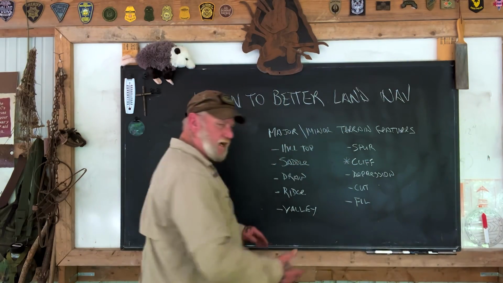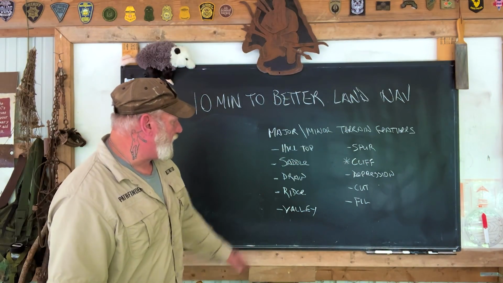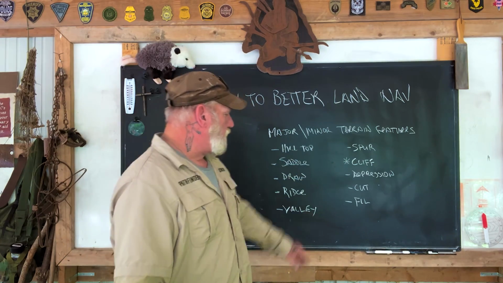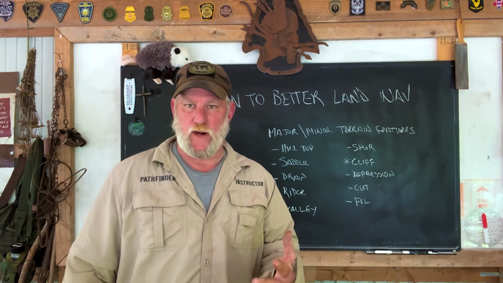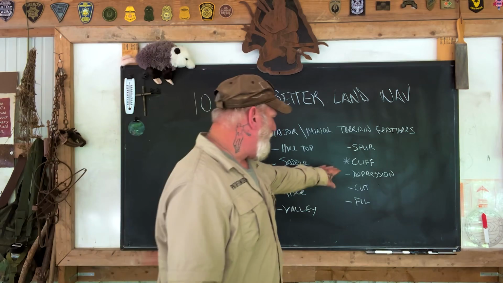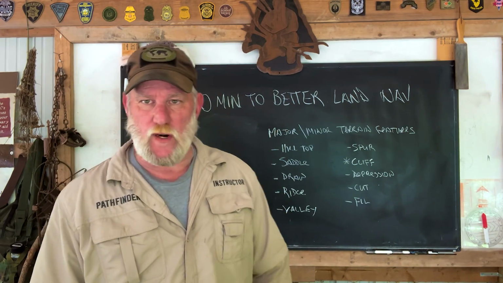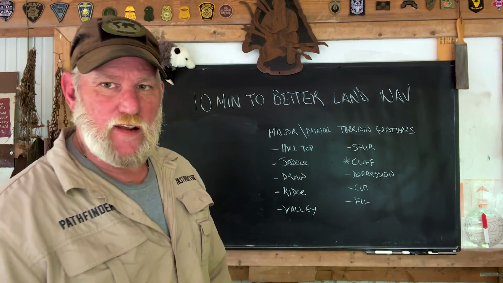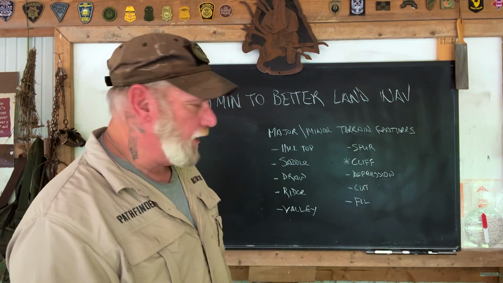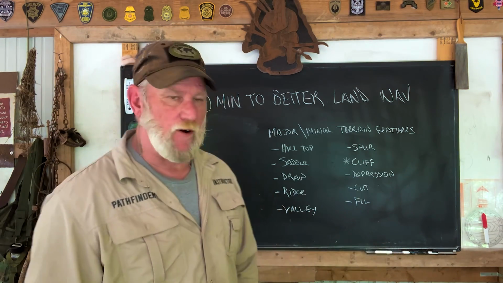Okay, guys, so we talked about hilltop, saddle, draw, ridge, valley. Now, we're going to talk about five what I would call minor terrain features. And I say minor, but I have an asterisk on the cliff. Obviously, that's not something you want to have to navigate across if you're trying to go from point A to point B. You're going to have to circumvent that somehow.